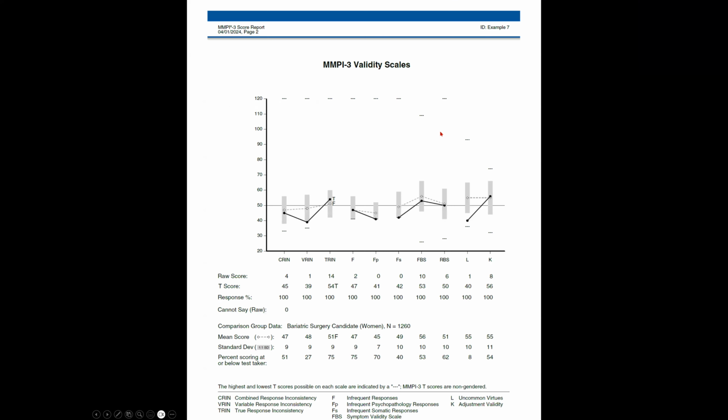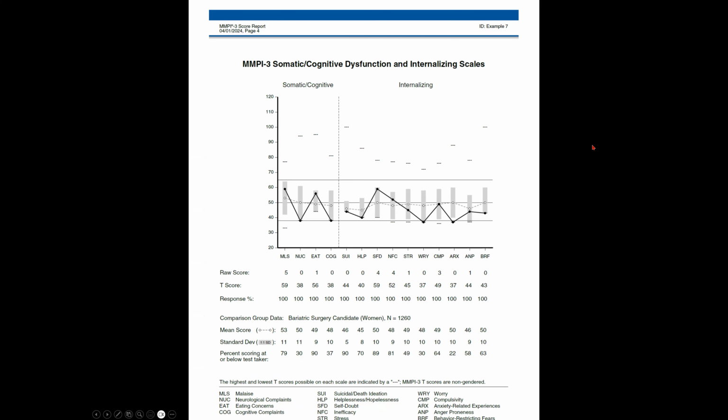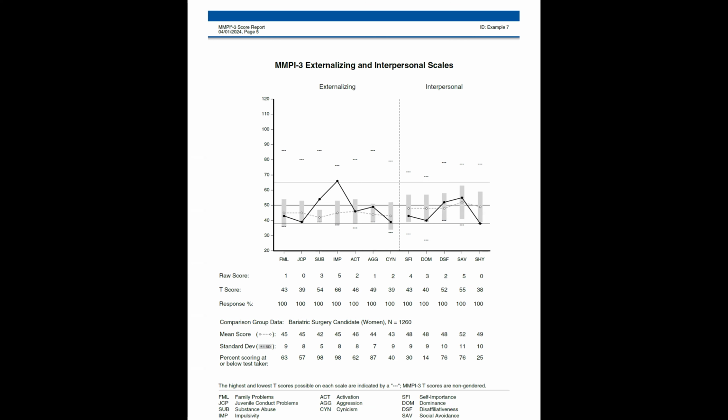So, a 51-year-old bariatric surgery candidate. You can see that on the validity scale, she's within normal limits. Also on the higher order and restructured clinical scales, nothing stands out. Fairly clean protocol for a bariatric surgery candidate. These assessments typically are conducted in order to see whether there are any mental health concerns that need to be addressed prior to or after, depending upon the findings, bariatric surgery.